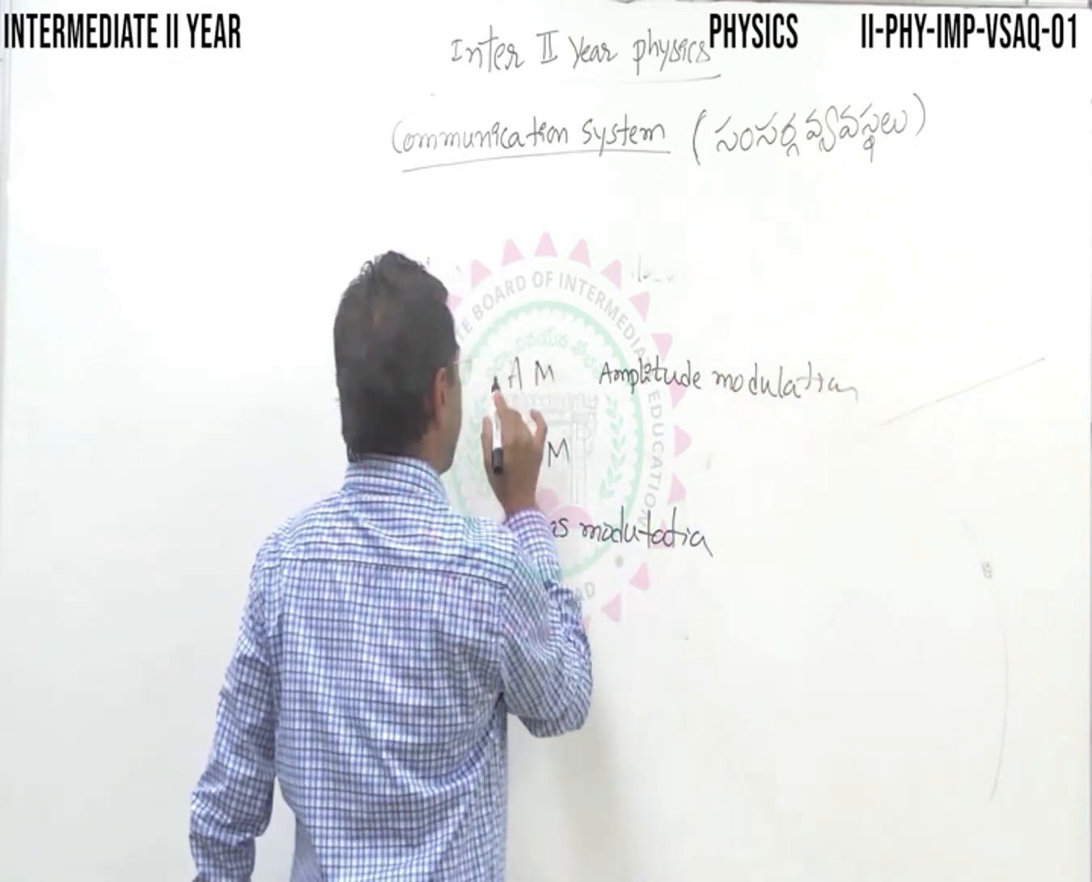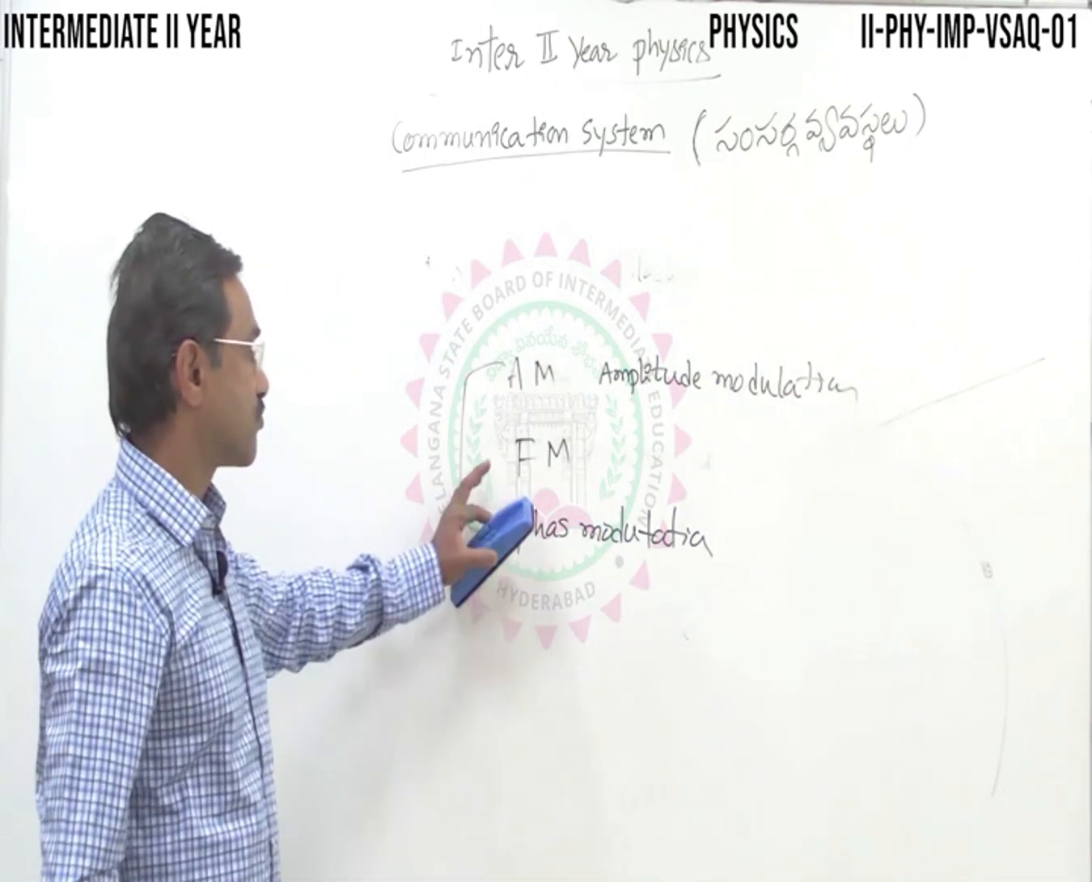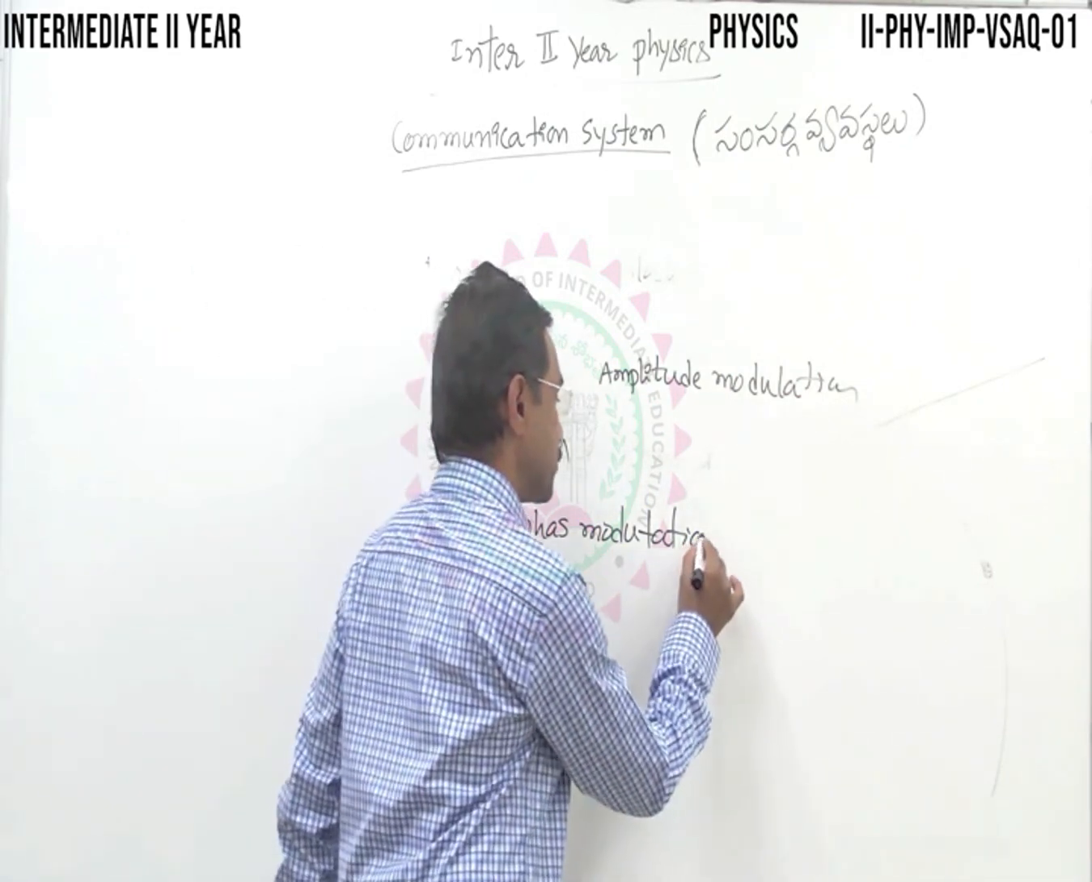Okay, what are different types of modulations? Amplitude modulation, frequency modulation, and phase modulation.